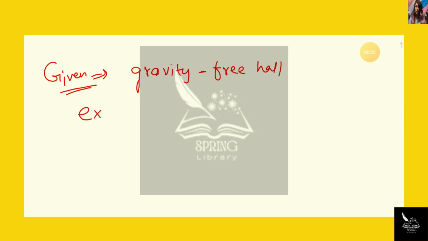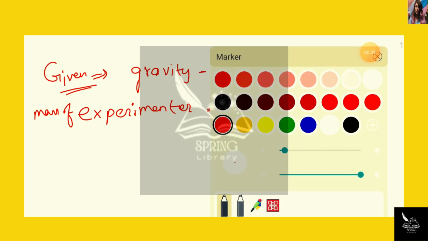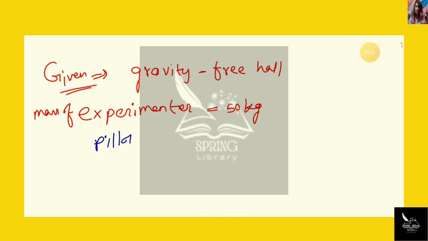So that means the mass of the experimenter is equal to 50 kg, and the mass of the pillow is given, equal to 5 kg. The experimenter is resting on this pillow, 8 feet above the floor of the hall. So the height is also given, that is 8 feet above the floor.